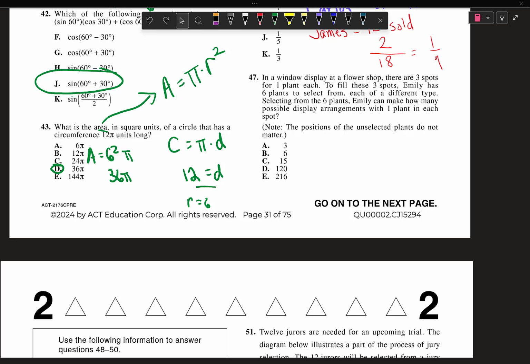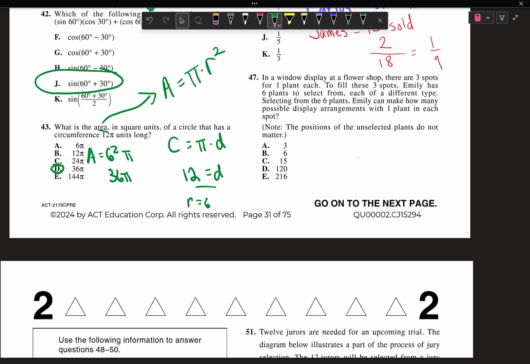All right, question 47. In a window display to a flower shop, there are 3 spots for 1 plant each. To fill these 3 spots, Emily has 6 plants to select from, each of a different type. Selecting from the 6 plants, Emily can make how many possible display arrangements with 1 plant in each spot? Note the positions of the unselected plants do not matter.